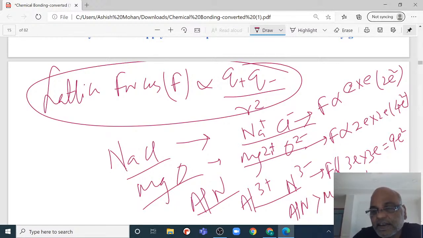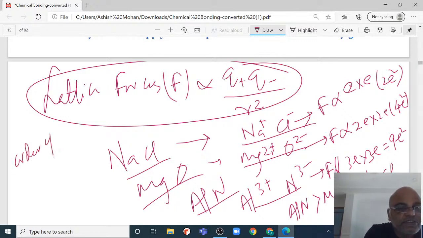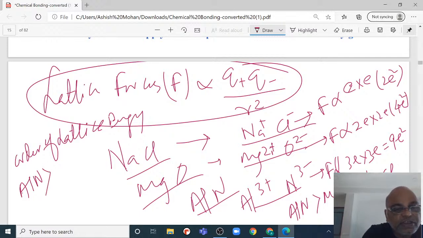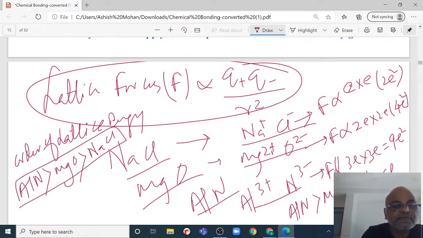The order of lattice force among these three is AlN highest, then MgO, then NaCl. So the order of lattice energy: AlN, aluminium nitride, has the highest lattice energy, then MgO, then NaCl.